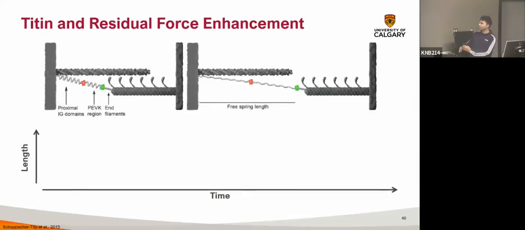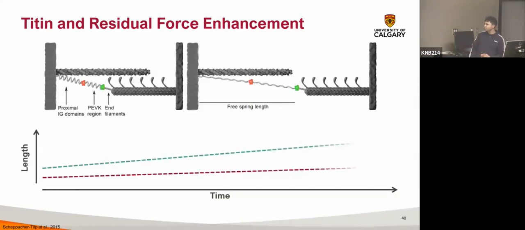Now, when you do a free spring extension, what you would expect is that the red label would move a little bit and the green label would move. And you would produce a graph kind of like this. So the position of your red label is increasing because the stuff that's before the PEVK, the proximal Ig domains, are increasing in length. And then the green label would move because the stuff in between would also change position or stretch out.